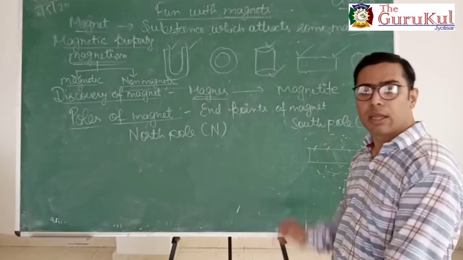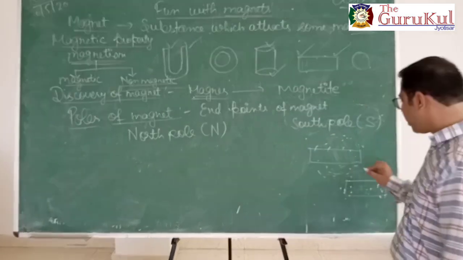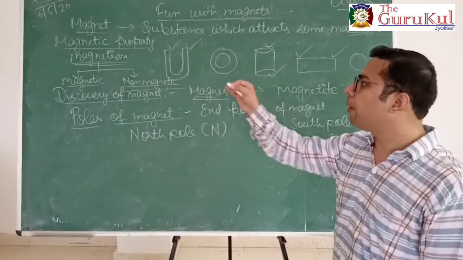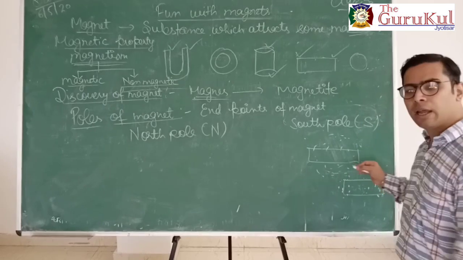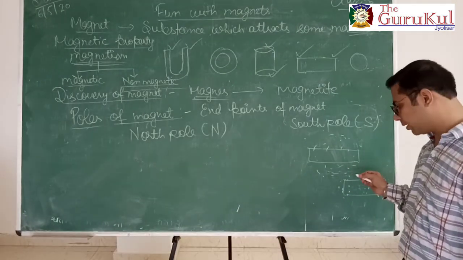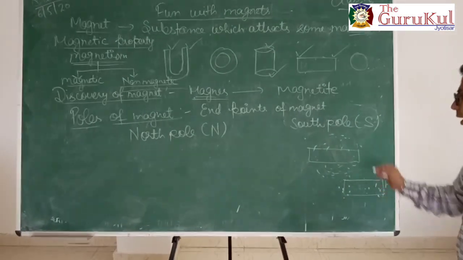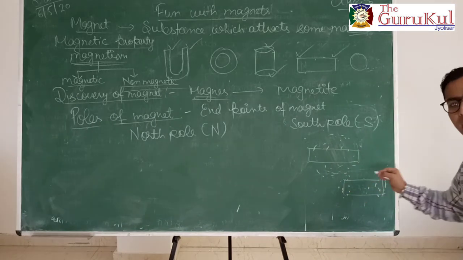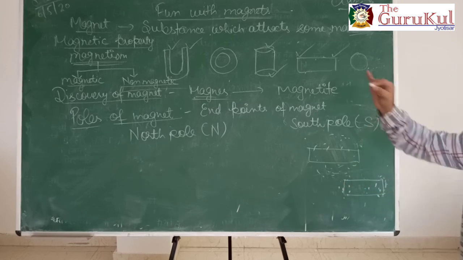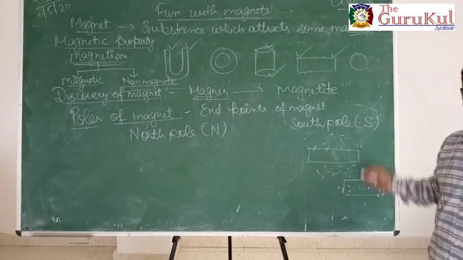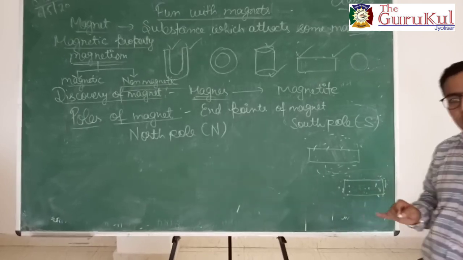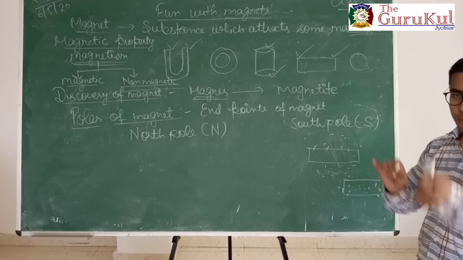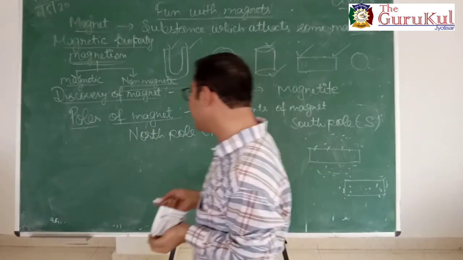Why did this happen? This happened because at the poles of the magnet, the magnetic property or magnetism is stronger than at the center. Understand what I am trying to say? By this activity you are trying to understand that at the ends of the magnet or at the poles, the magnetic property is stronger than at the center. That's why the magnet is able to attract a large amount of iron filings.